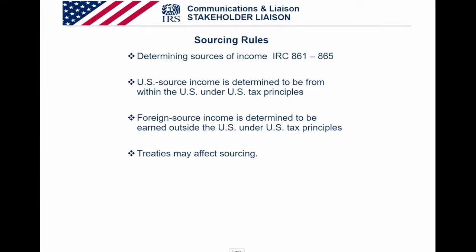And foreign source income is income determined by tax law to be earned outside the U.S. A foreign country, when used in a geographical sense, includes any territory under the sovereignty of the United Nations or a government other than that of the U.S. And treaties will always be a factor and should be considered, but we're going to discuss those later in the presentation.